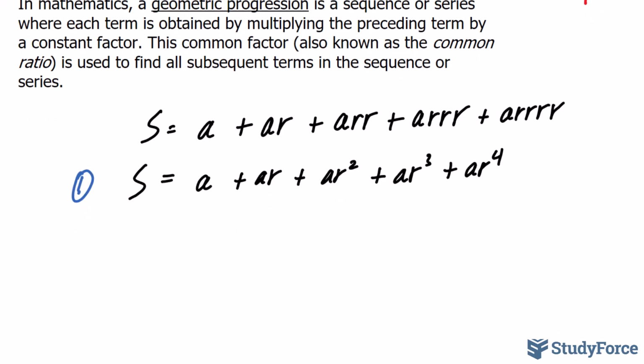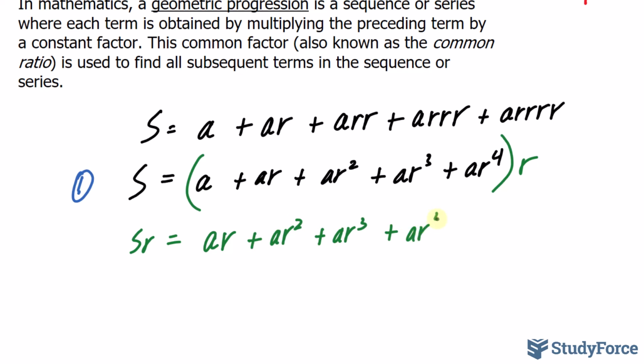And what I'll do to it is I'll multiply both sides of the equation by another factor r. You'll see why I'm doing this in a moment. So if I multiply both sides of this by r, I get sr is equal to all of the right side multiplied by r. So think of this as in parentheses multiplied by r, and if we expand this, we end up with ar plus ar squared plus ar cubed plus ar to the power of 4 plus ar to the power of 5. And we'll call this new equation equation 2.